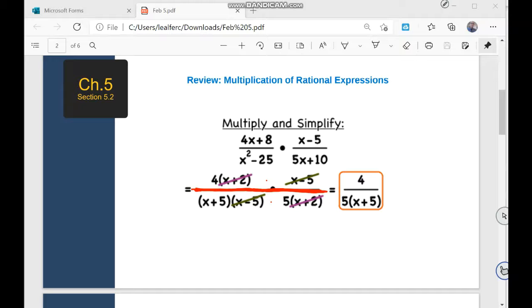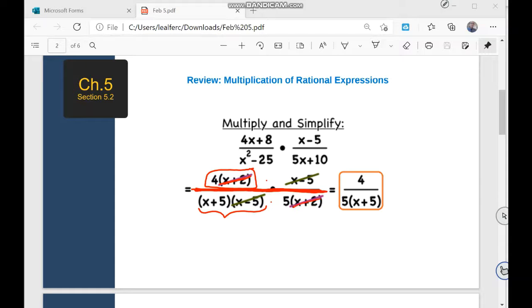So we have 4x plus 8. We're going to factor out as 4 times x plus 2. You have x squared minus 25. This is x squared minus 5 squared. We can factor out, because this is difference of perfect squares. There is a formula, right? X minus 5, you cannot factor out, and 5x plus 10, you can factor out 5 times x plus 2. Now the last step, find the common factors, and that's maybe pretty clear, right?